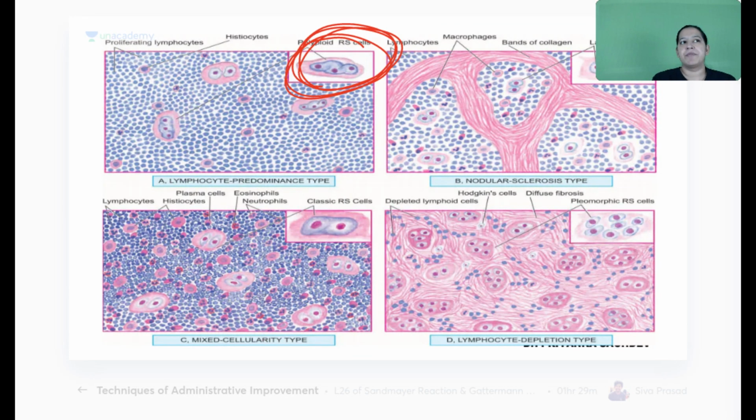This is popcorn type. Can you see the shape of the RS cell is popcorn? Here it is owl eye, which is our question. Owl eye, binucleated cell. Can you see this is the cytoplasm? These are the 2 nuclei. Inside the nucleus, this is a nucleolus. And around it there is a clear space, a lacuna. That is lacunar. This one is owl eye, classical, and this one is pleomorphic. So these are the 4 types of RS cell.